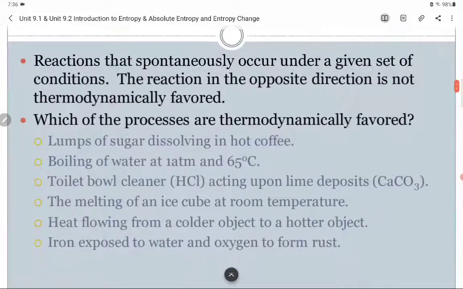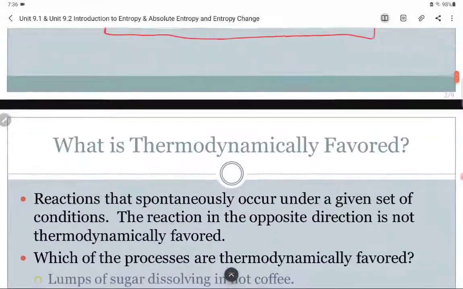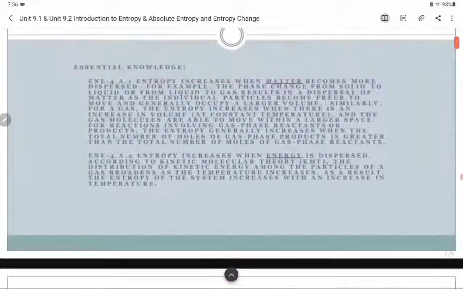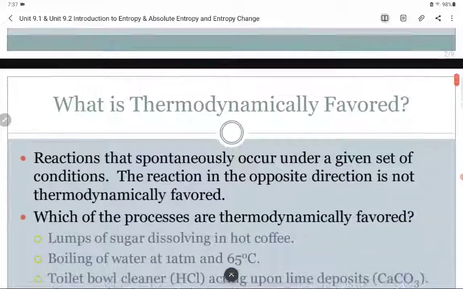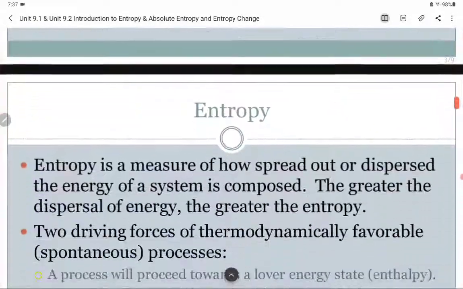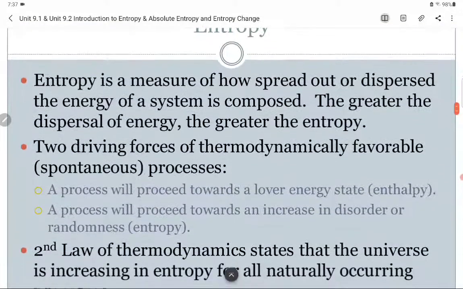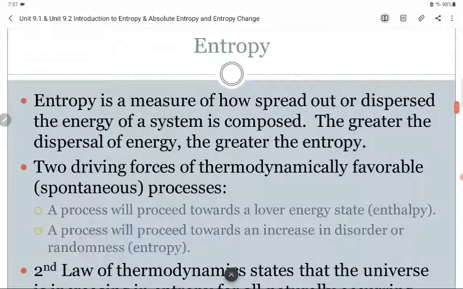Okay, so maybe we should try to get a definition of this first. And we're going to come back to here. But entropy is the measure of how spread out or dispersed the energy of a system is. Basically, for us, we can kind of think of it as a measure of disorder. The more disorderly something gets, the more entropy that particular thing has.